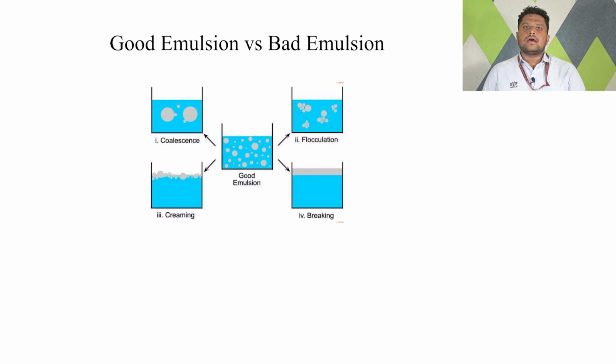These four are the problems that occur during the formation of emulsions. That's why we use emulsifying agents, which are used for well dispersed globule formation. Okay, thank you.